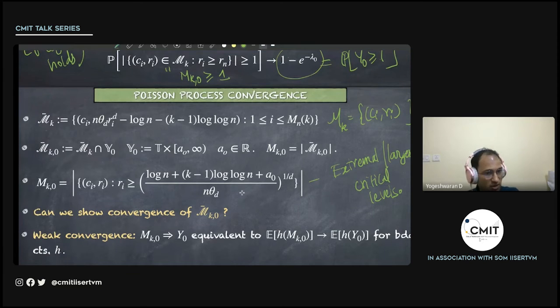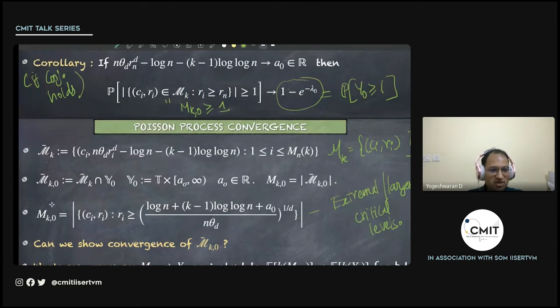Now, what we showed is convergence of mk0. Our ambitious goal is to show convergence of mk0 bar. What does it mean? mk0 is a random variable, a number. mk0 bar is a point set, a set of points. I want to show convergence of a set of points, not convergence of a random variable. What do I mean by convergence of a set of points? So what we mean by this is the following.